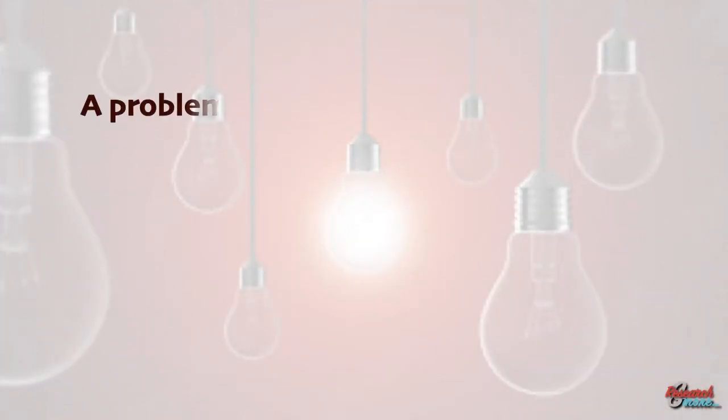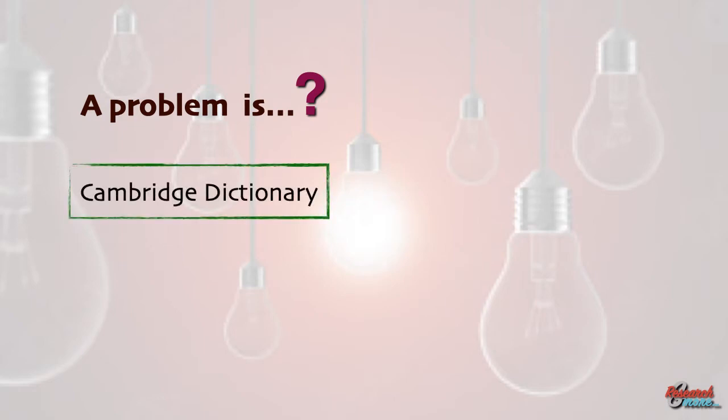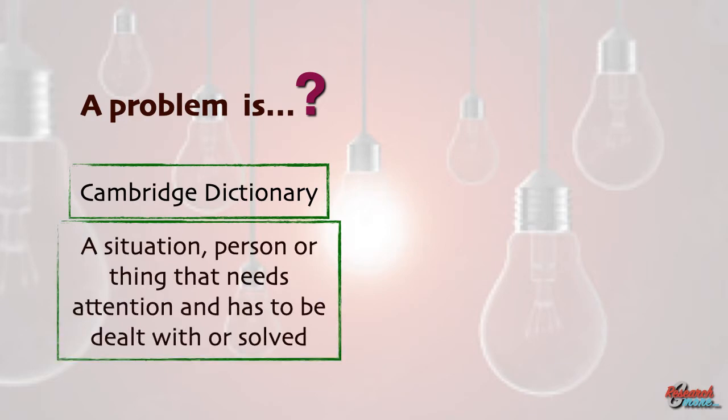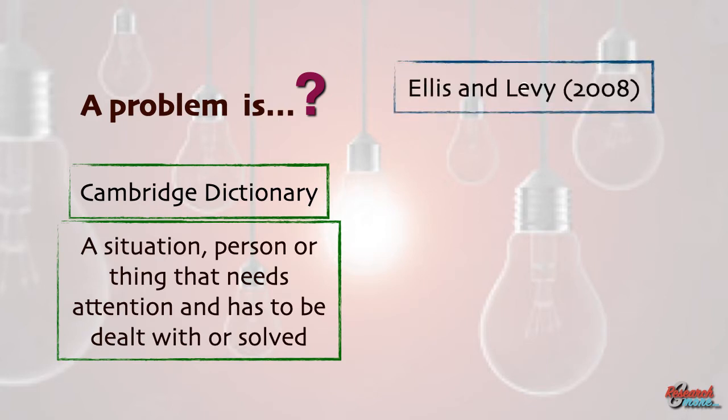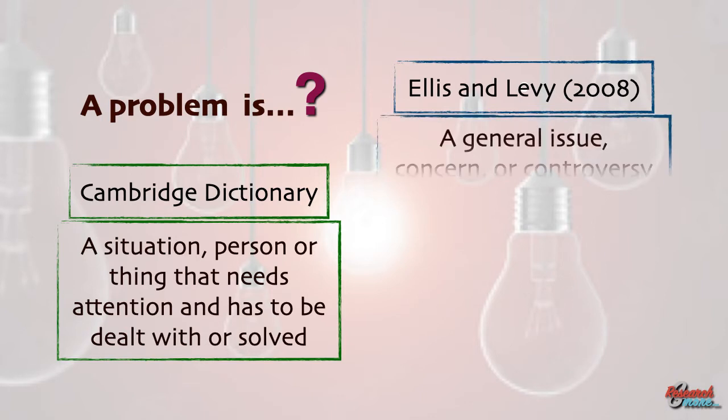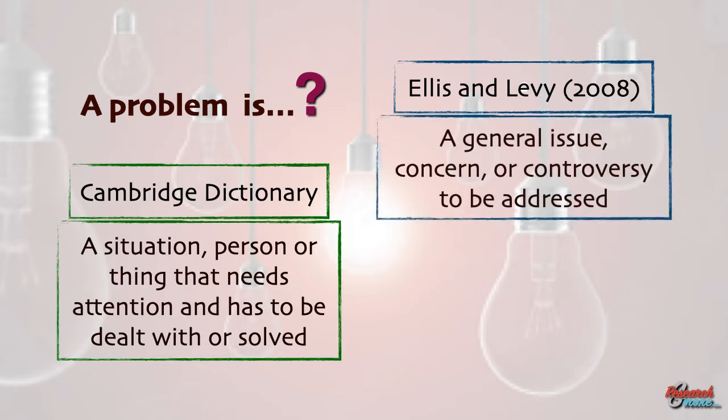How do we define a problem? The Cambridge Online Dictionary defines problem as a situation, person or thing that needs attention and has to be dealt with or solved. A research problem, on the other hand, is defined as a general issue, concern or controversy to be addressed, while a practical problem is usually specific and a solution is expected. A research problem addresses general issues at the basic or fundamental level.